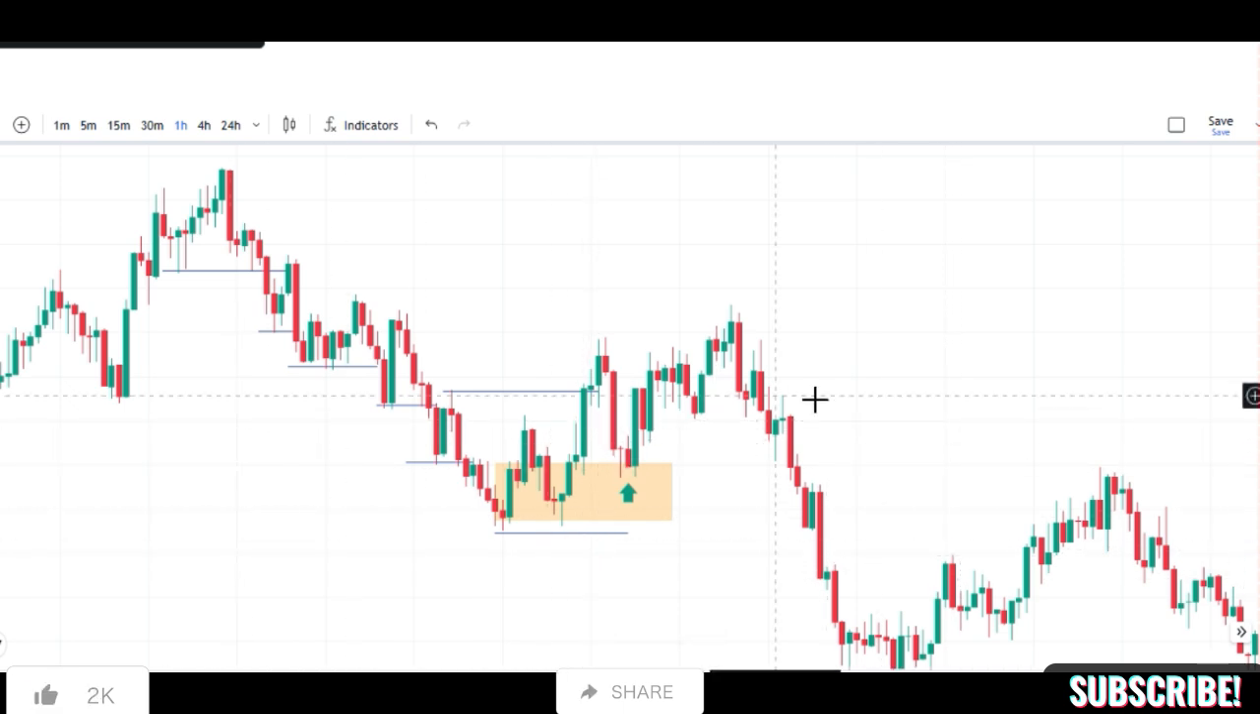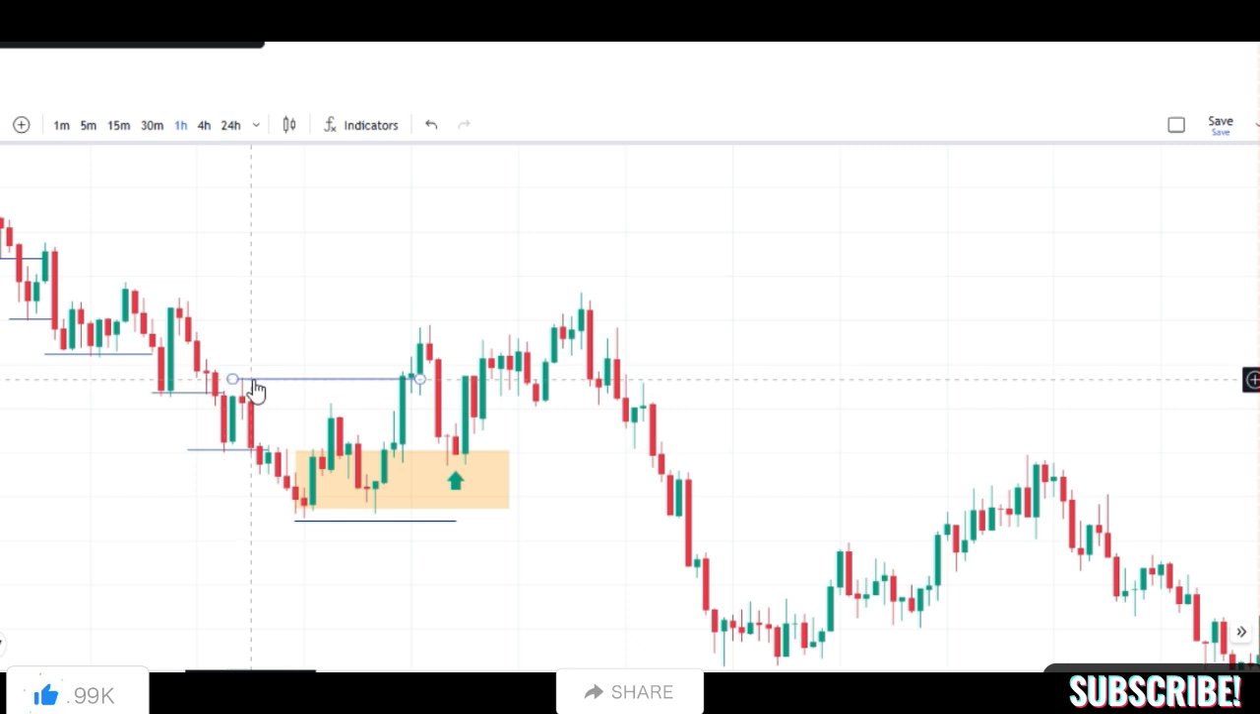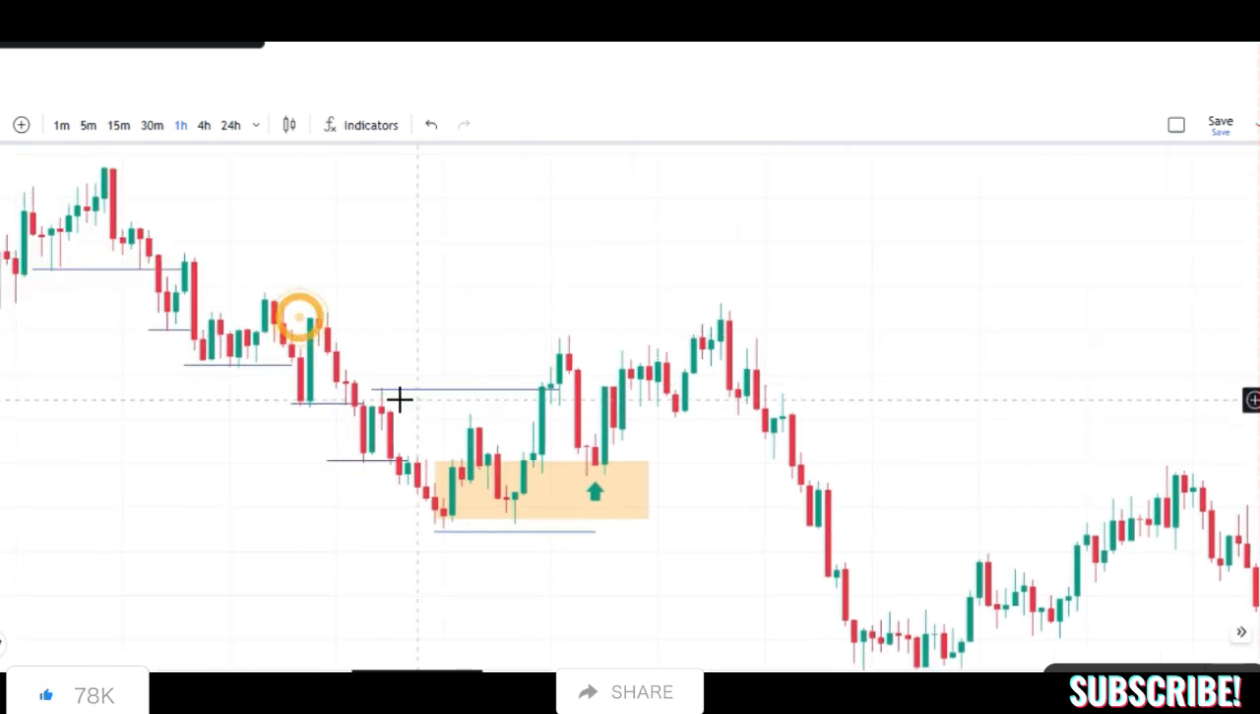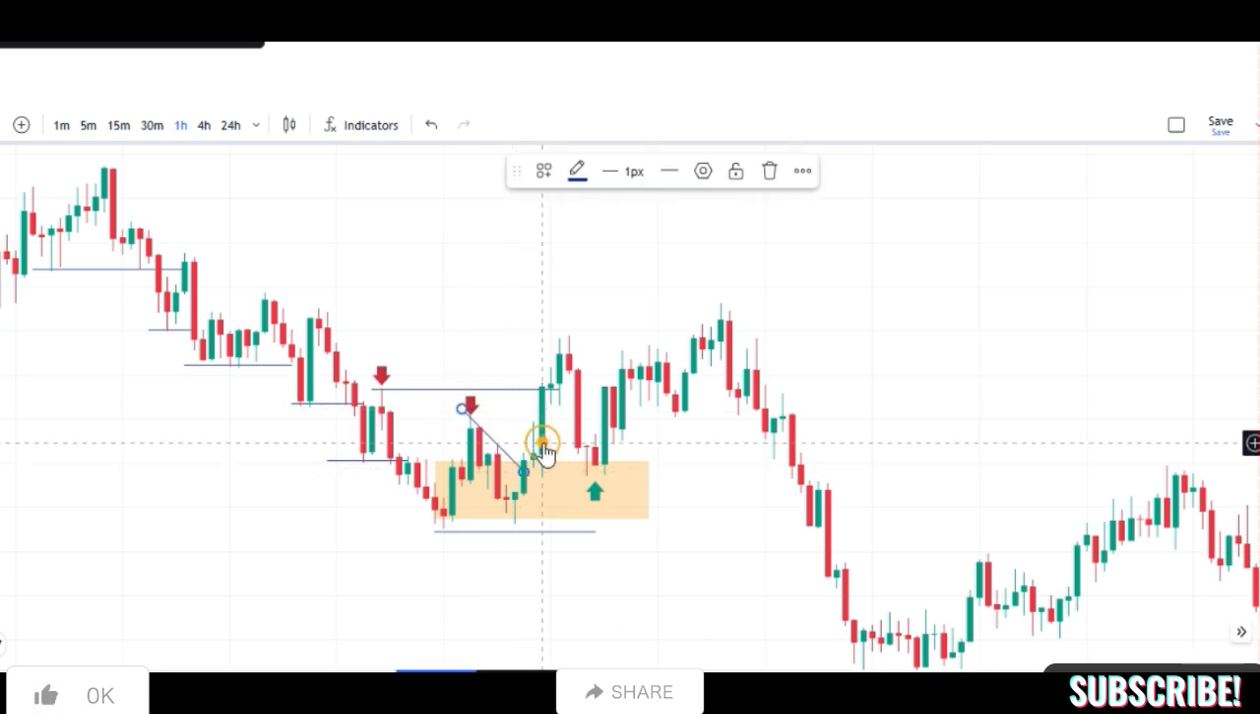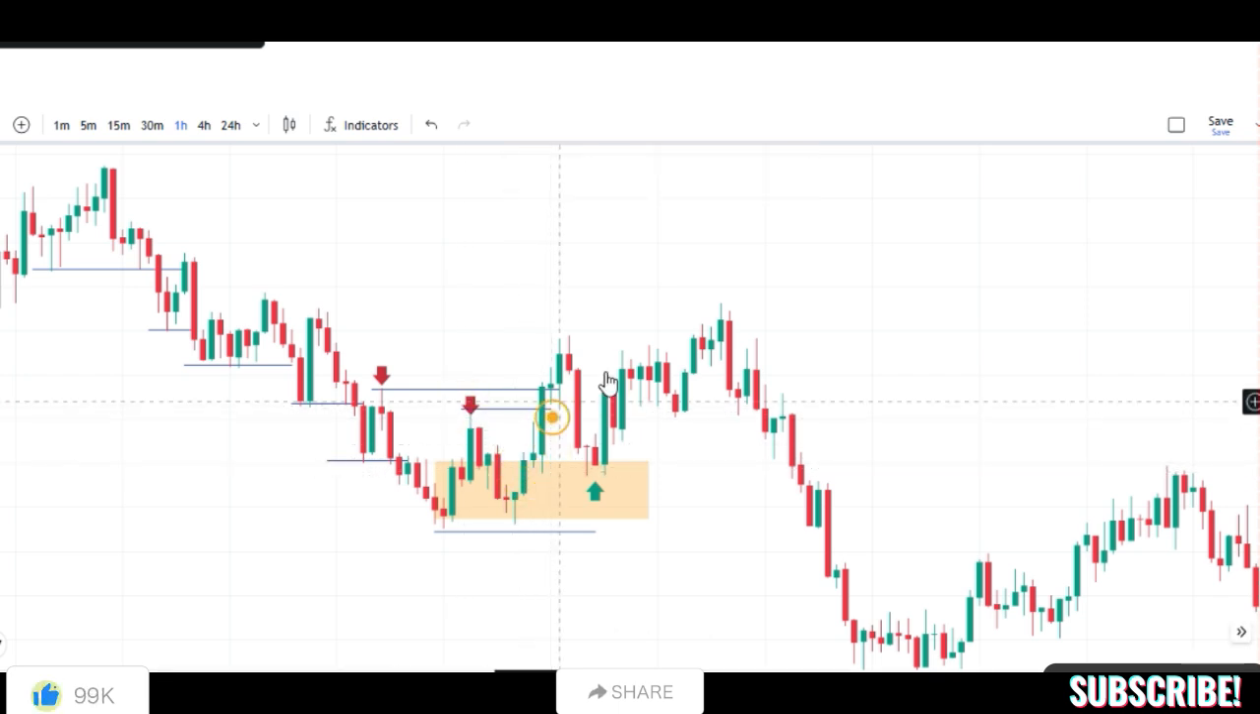Now after this, you simply wait for the price to break structure, to break the current trend structure as well as the previous trend structure. So this is the previous trend structure, and this one here is the current trend structure. And what do we have? The price first took out this level, which is the current trend structure which the price decided to break. Also the price broke the previous trend structure.